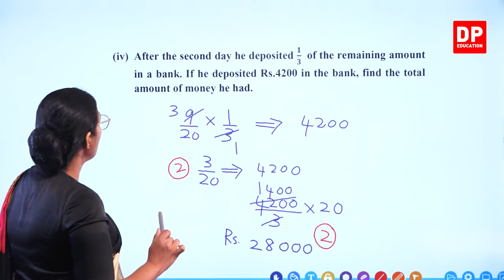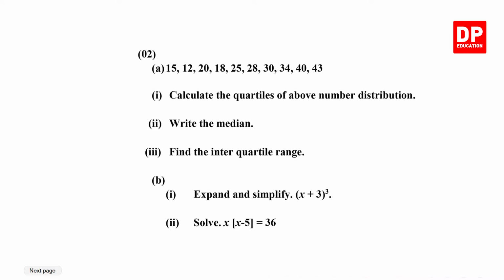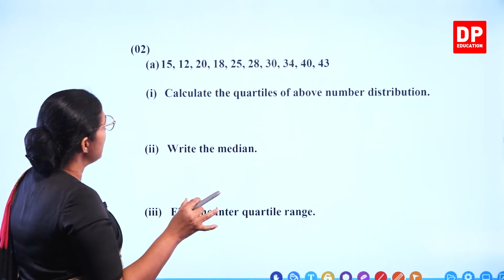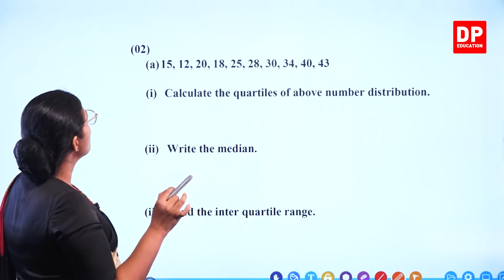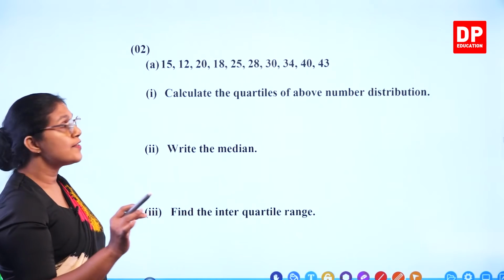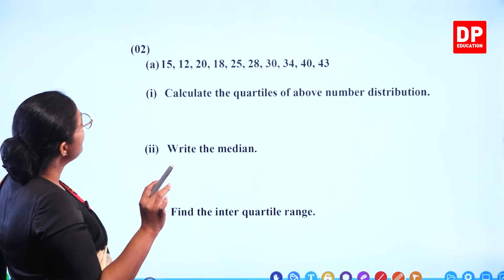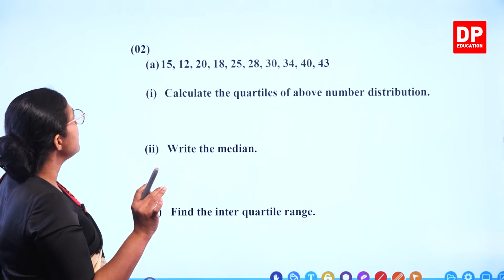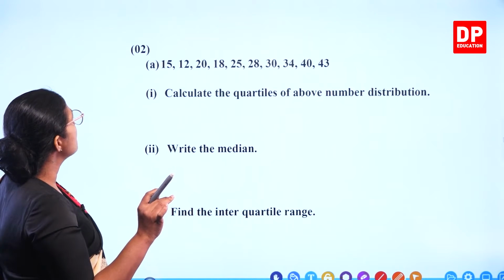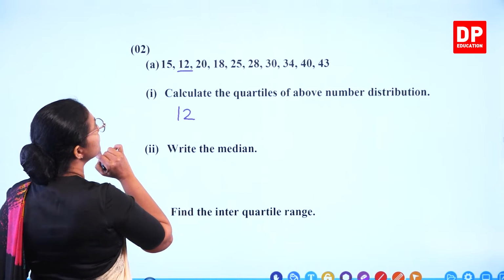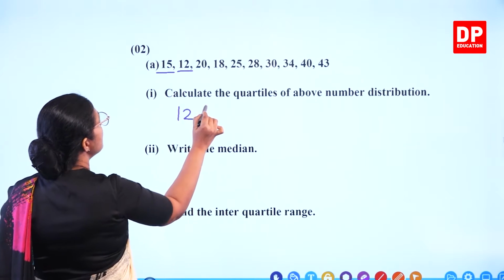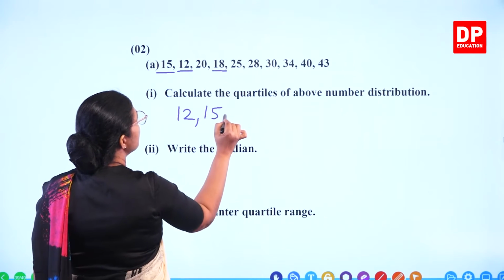So let's do question number 2. It's about statistics, and this part is about algebra. You are given a data set. Calculate the quartiles of the above number distribution. First check whether these data are in order. No, you have to write them in order first. So what's the smallest one? We can write 12, then 15, 18.